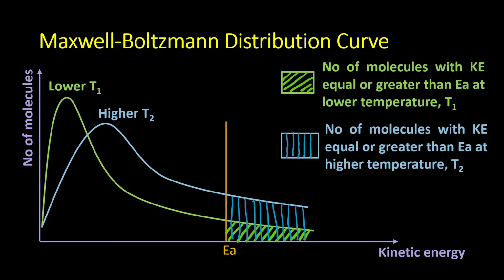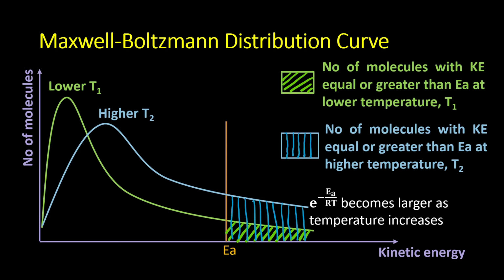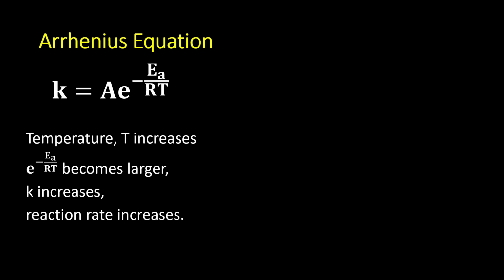As the number of molecules with kinetic energy equal or greater than activation energy increases, it means that the exponential negative Ea over RT term becomes larger as the temperature increases. So, the temperature increase causes the exponential negative Ea over RT term to become larger, as more molecules have kinetic energy equal or greater than activation energy at higher temperature. This causes rate constant k to increase and reaction rate to increase as well.